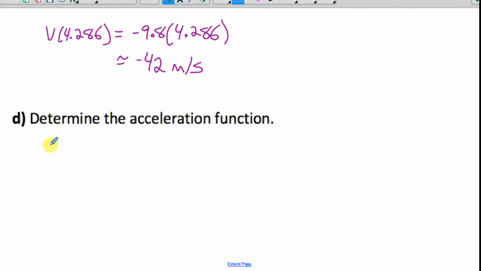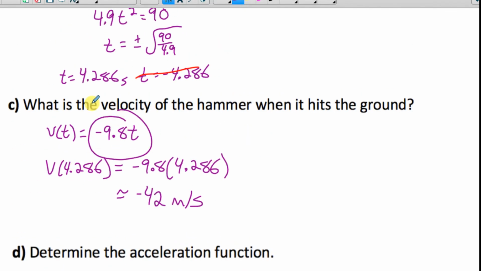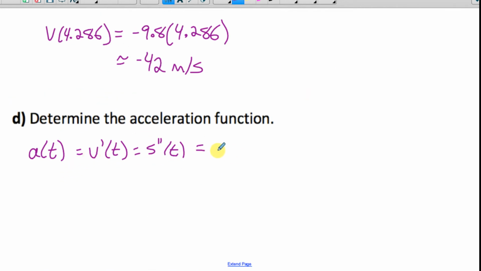Part D says determine the acceleration function. Well, the acceleration function is equal to the derivative of the velocity function, which is the second derivative of the displacement function. So let's differentiate this velocity function. That would just be negative 9.8. That means the acceleration is always constant. The acceleration is always negative 9.8 meters per second squared.